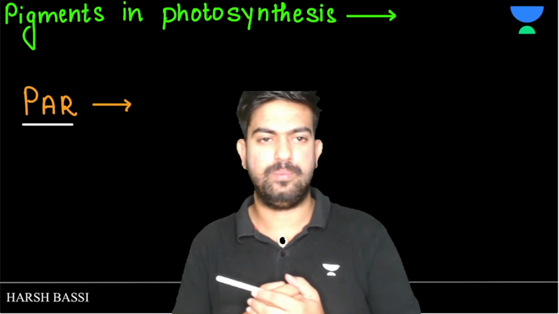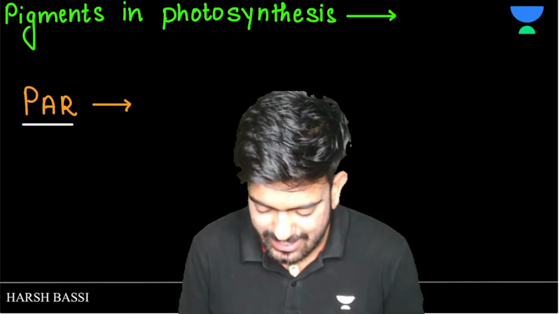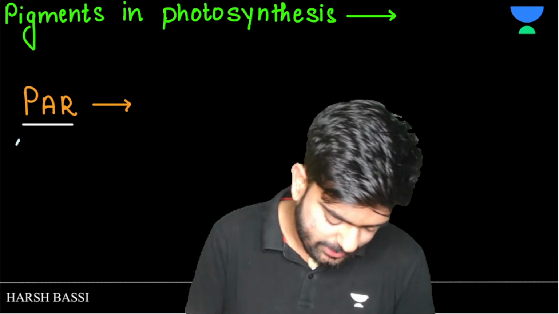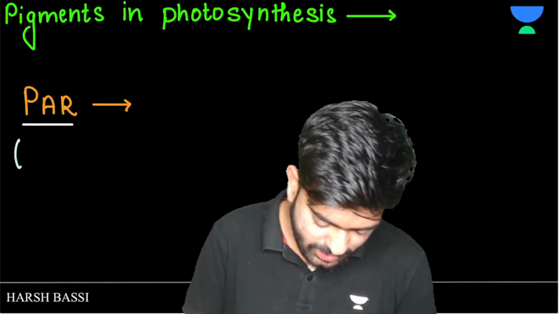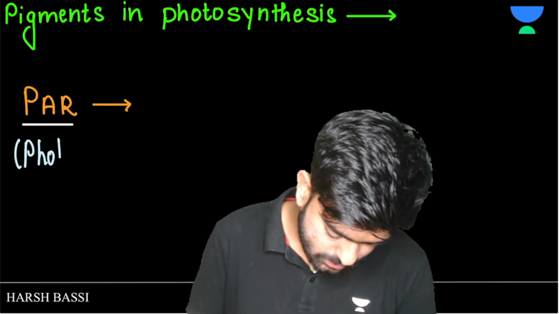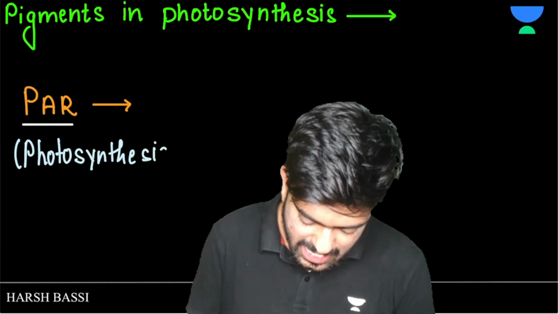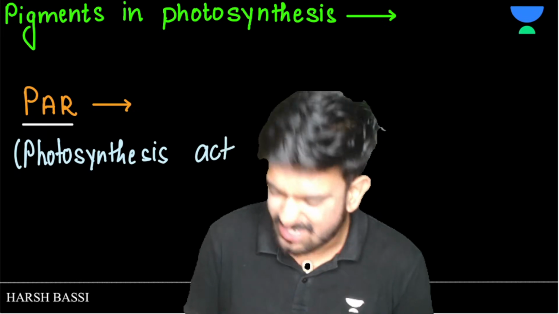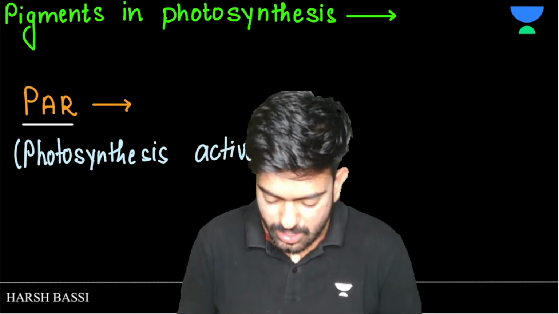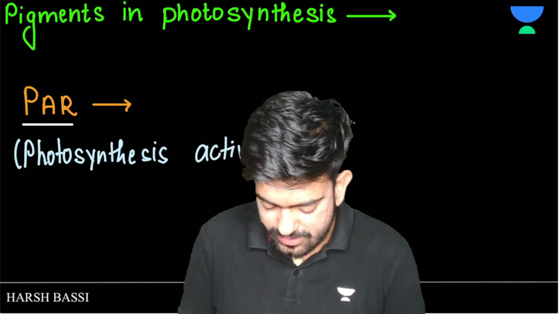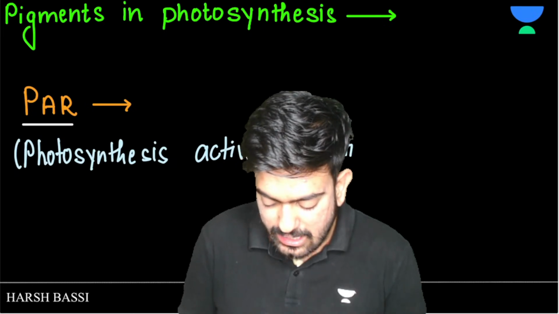What's the full form of P? Oh my god. Okay, let's move on. So P was something like photosynthesis active radiation. I have forgotten the P. Photosynthesis active radiation. Okay, and this is what?